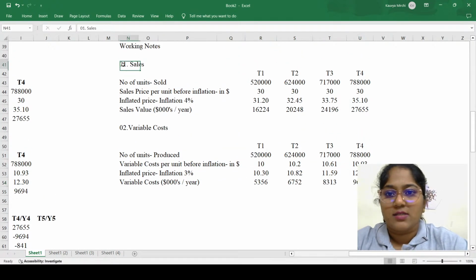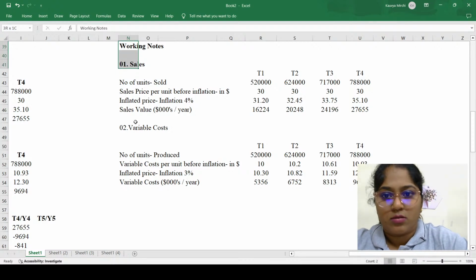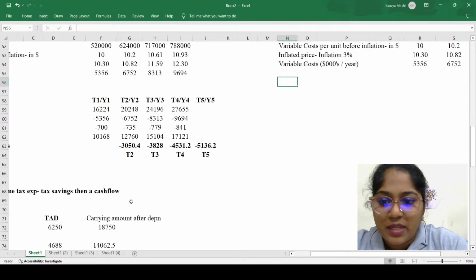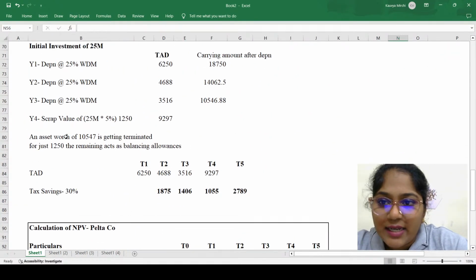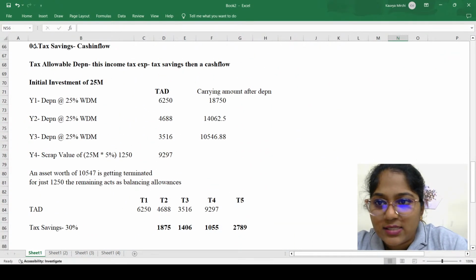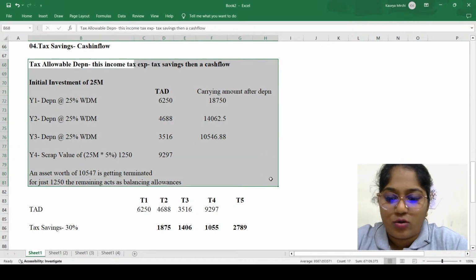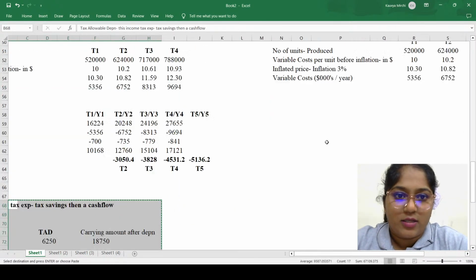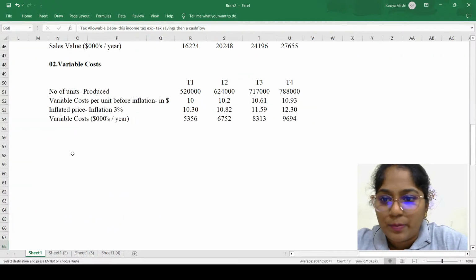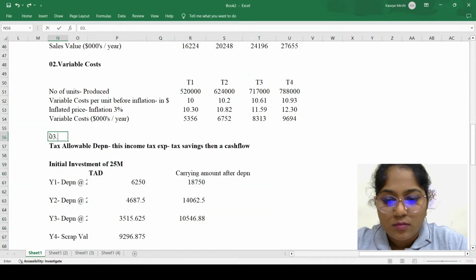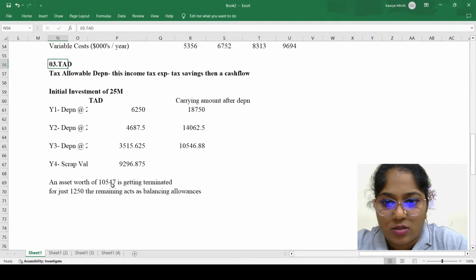I know sales and I also know variable cost. Now what I do, I will bring this. I will not calculate tax savings. I will just bring this tax. I will write tax allowable depreciation overall. This is what I want to know. This is my third working note that I prepare if I'm writing in statement of P&L concept. I will write tax allowable depreciation. That's all.